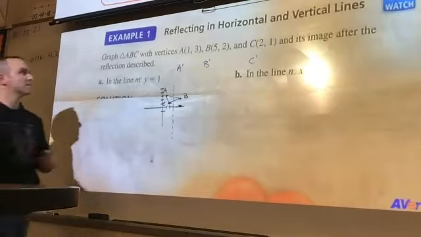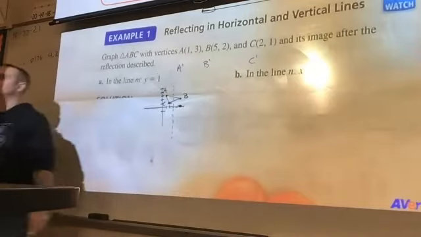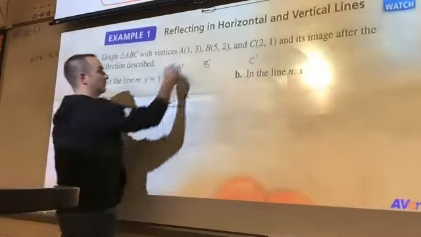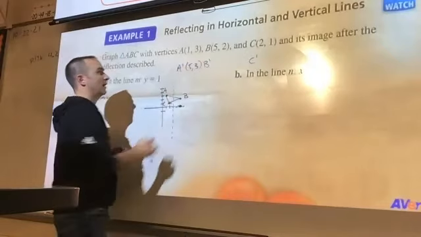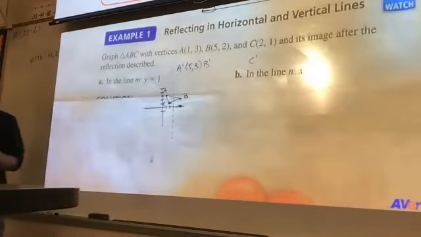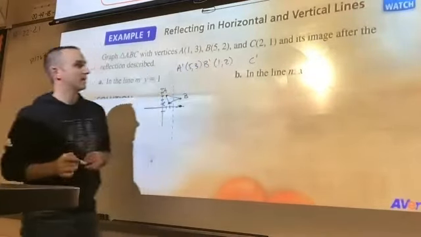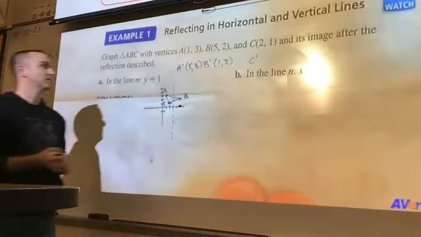All right, there we go. What's A prime going to be here? Ethan? 5, 3. Okay, what about B prime? B prime, Hunter? 1, 2. Okay, and then what about C prime? 4, 1.